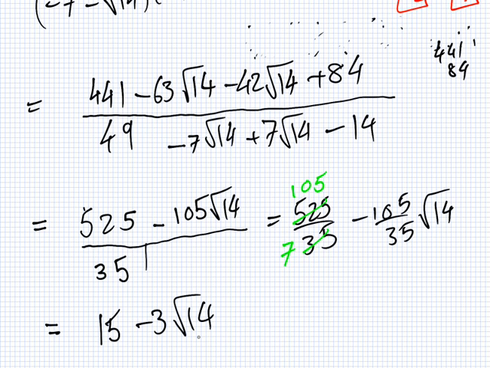Don't believe it. It's 3, not 7. Of course, 3, not 7. Minus 3 root 14. Now that seems better. So I did it correctly.